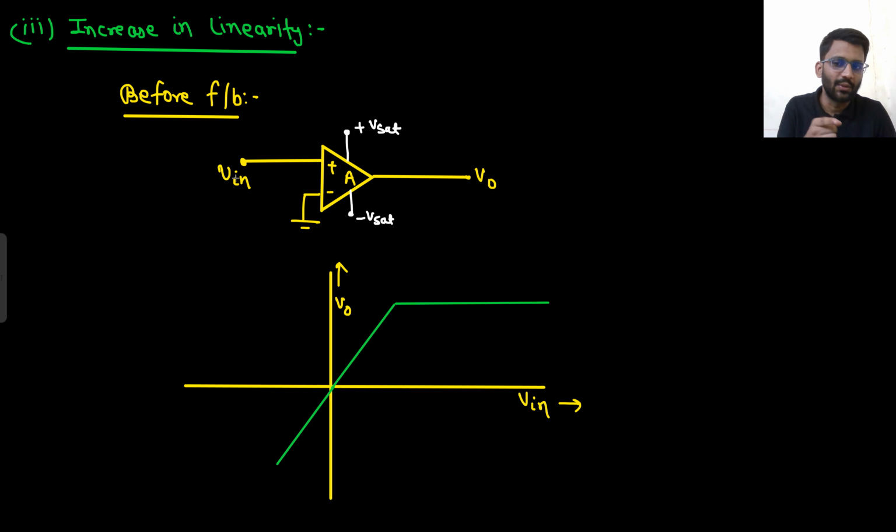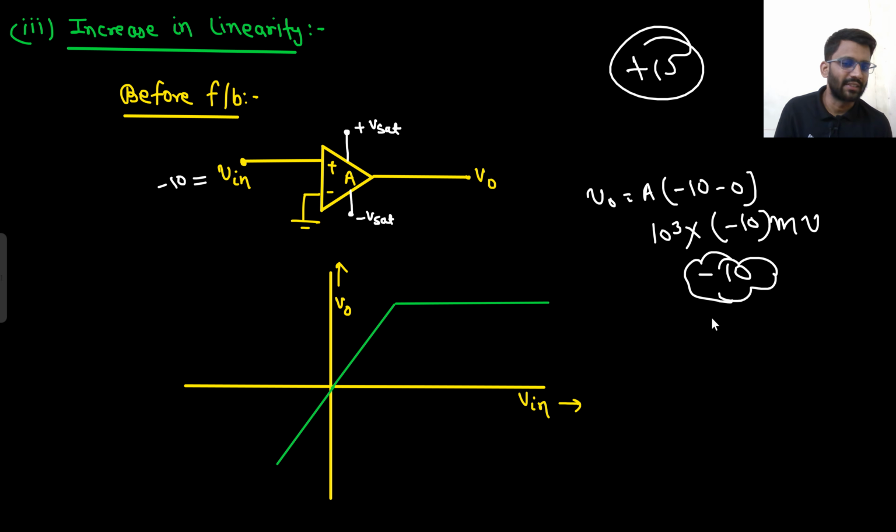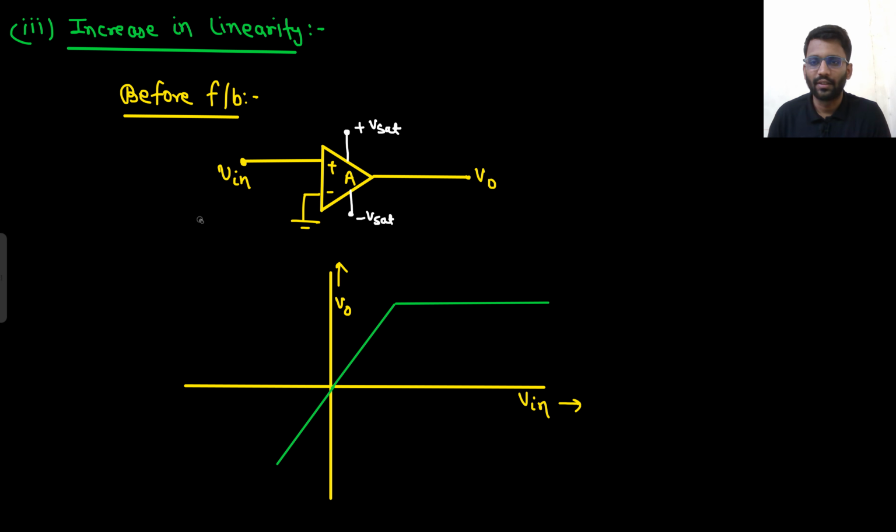Basically, your V negative is at 0. If Vin is negative, that means V negative is greater than V positive. Are you getting this point? Let's just say your Vin is minus 10. So what will be your output? Output will be A into minus 10 minus 0. So A will be some 10 to the power 3, let's just say. And this is minus 10 millivolt. This will be a small signal only. So what will be your output? Minus 10. And let's just say your saturation voltage was 15. So it will be negative only. So if Vin is negative, then your output will be negative only, and it will go down till a certain voltage only, and then it will be saturated.